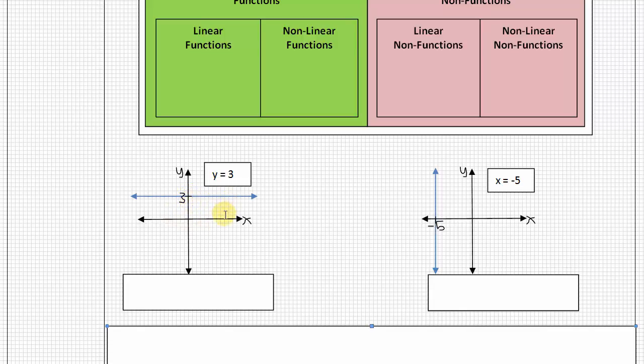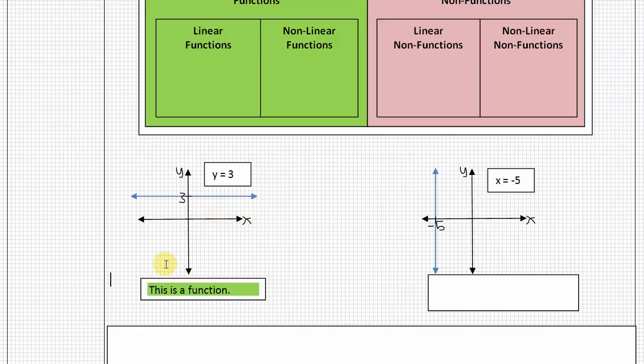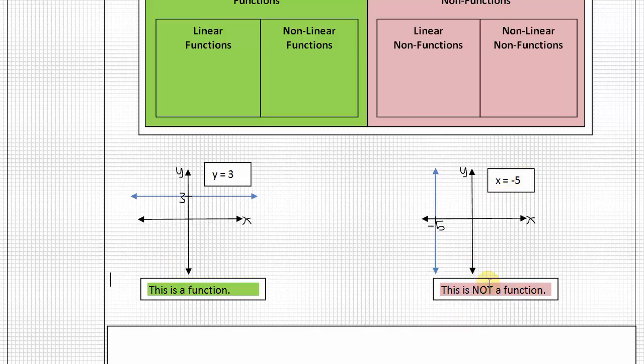And that would continue. And so we would say that the graph of y equals 3 is a function, but the graph of x equals -5 is not a function. And this is an important distinction. These two are important because this graph, this vertical line, is actually going to help us to test any graph to decide if it's a function or not.